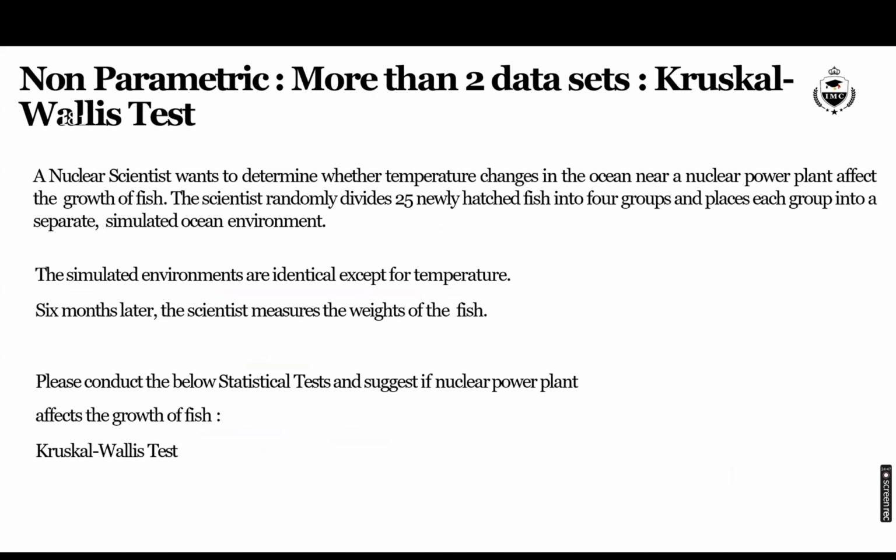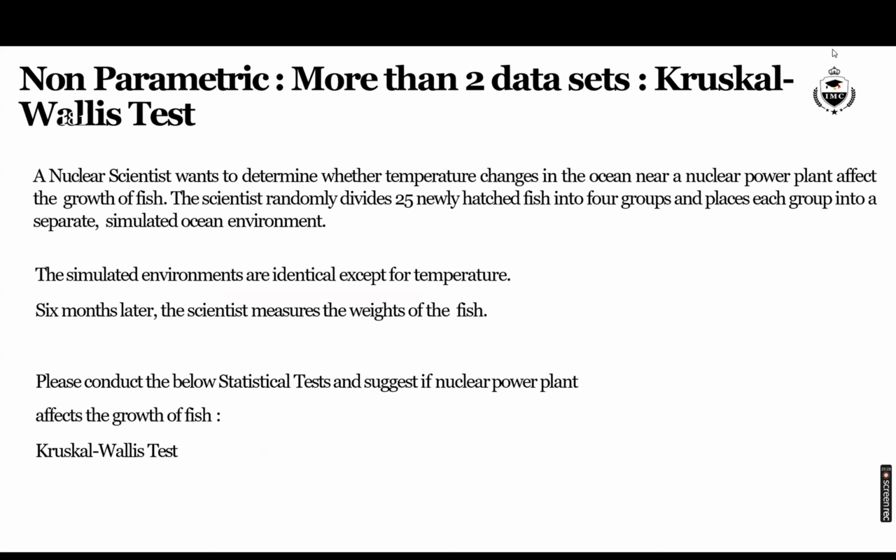The next analysis we do is from a research organization, a nuclear power plant. A nuclear scientist wants to determine whether temperature changes in the ocean near a nuclear power plant affect the growth of fish. The scientist randomly divides 25 newly hatched fish into four groups and places each group into a separate simulated ocean environment. The simulated environments are identical except for the temperature. Six months later, the scientist measures the weights of the fish. Please conduct a Kruskal-Wallis test to prove it.